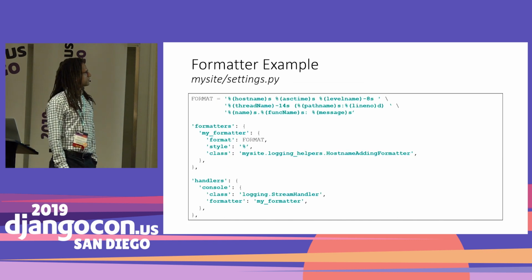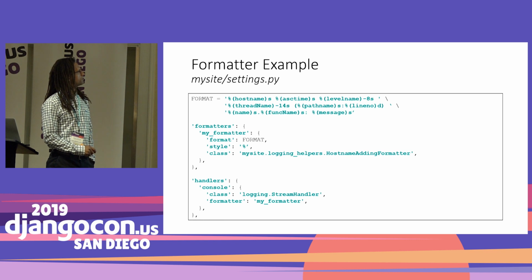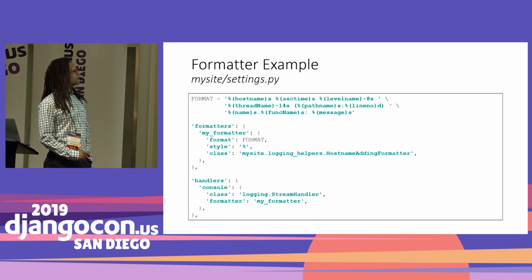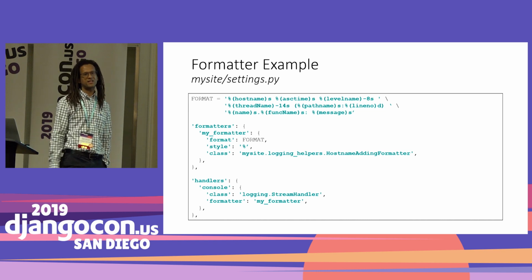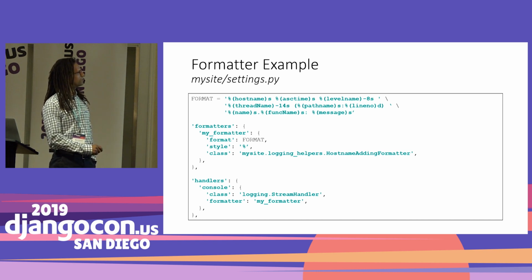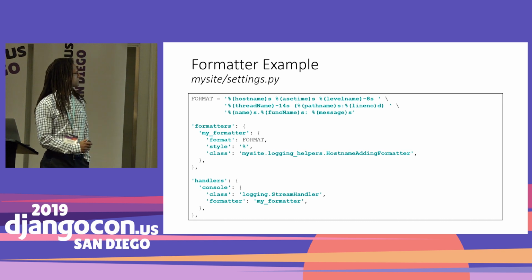Here's an example of a formatter, and you can see that I'm using that host name. If you don't have this class in your code, or something like it, then this format string is going to throw an error every time code executes and tries to generate a log message, because you won't have the host name attribute. It takes the format and applies it using the hostname adding formatter class, and then I've put my formatter into the console handler as its formatter.